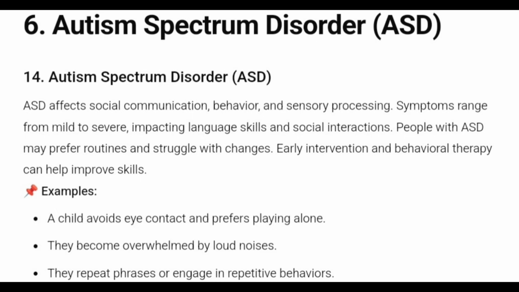Autism spectrum disorder, or ASD, affects social communication, behavior and sensory processing. Symptoms range from mild to severe, impacting language skills and social interaction. People with ASD may prefer routines and struggle with changes. Early intervention and behavioral therapy can help improve skills.